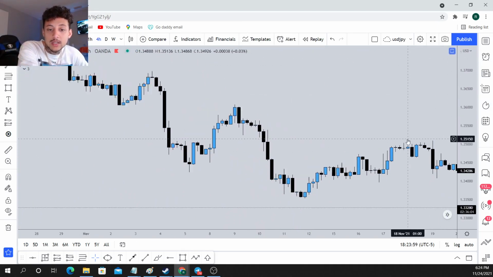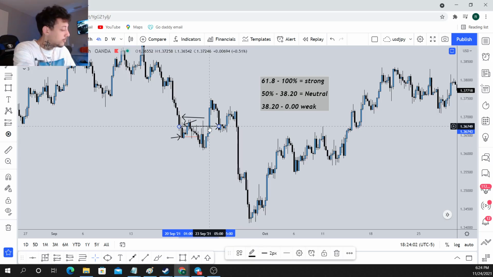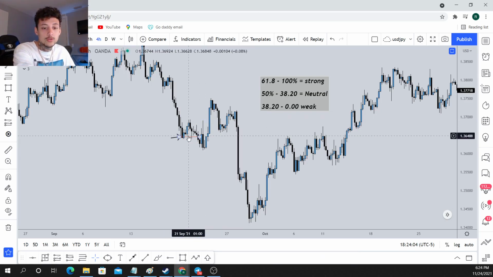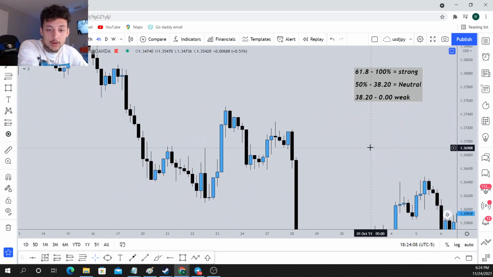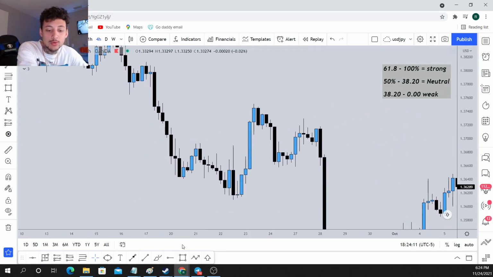Now, let's get into the candlesticks themselves. Let me get rid of all this drawing on the screen, because next we're going to be measuring candlesticks with the Fibonacci retracement tool.